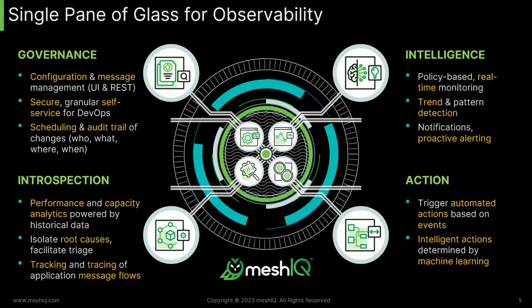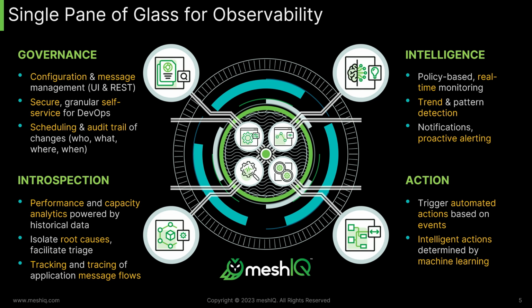Now, there are 4 core functional domains of the meshIQ solution. There's governance, which includes things such as configuration and message management, as well as secure self-service for DevOps teams. Intelligence, which includes real-time monitoring as well as proactive alerting. Actions, which involves the triggering of automated actions that are based on events, and intelligent actions that are determined by machine learning.